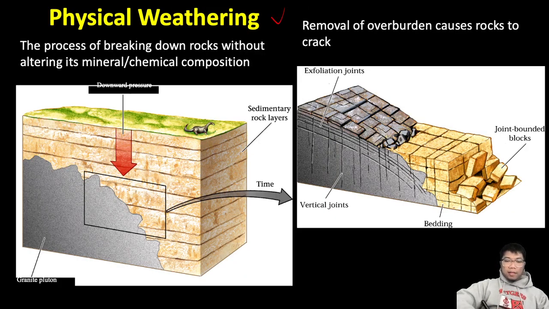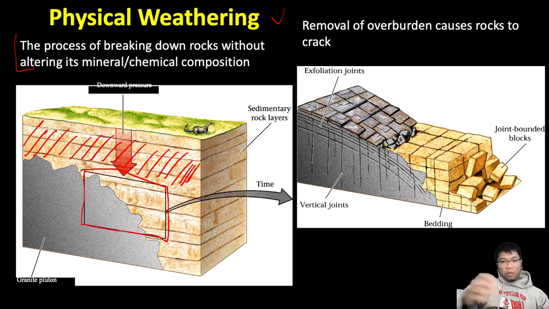For physical weathering, this is the definition: it's a process of breaking down the rocks without changing the chemistry or the mineralogy of the rocks. For example, here I have a rock that gets buried deep inside the earth, and then for some reason there's a process of removing the layers of sedimentary rocks above it, maybe through erosion. The removal of these overlying sediments can release some pressure around this little box right here, and that could cause rocks to develop some cracks or fractures.